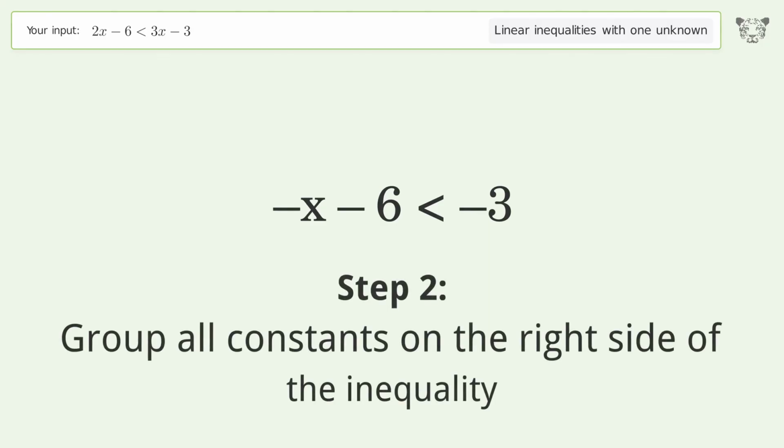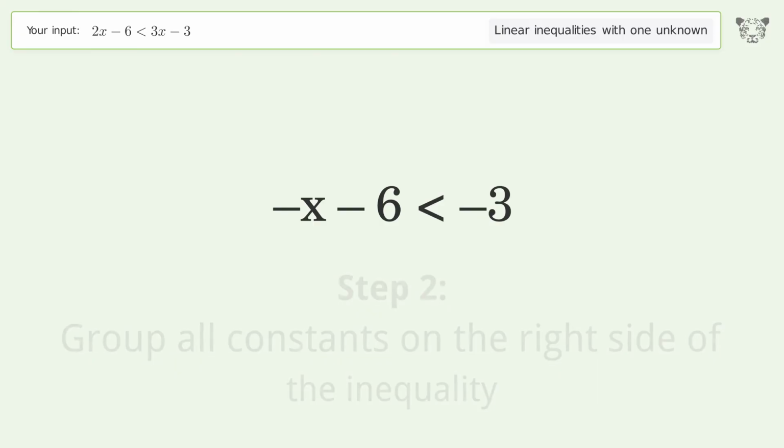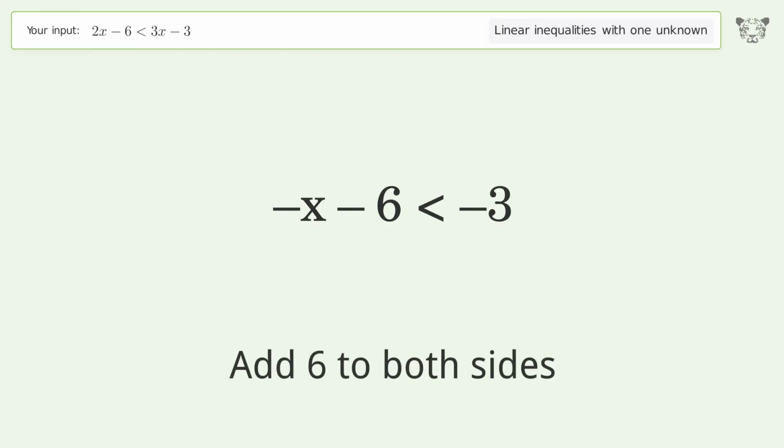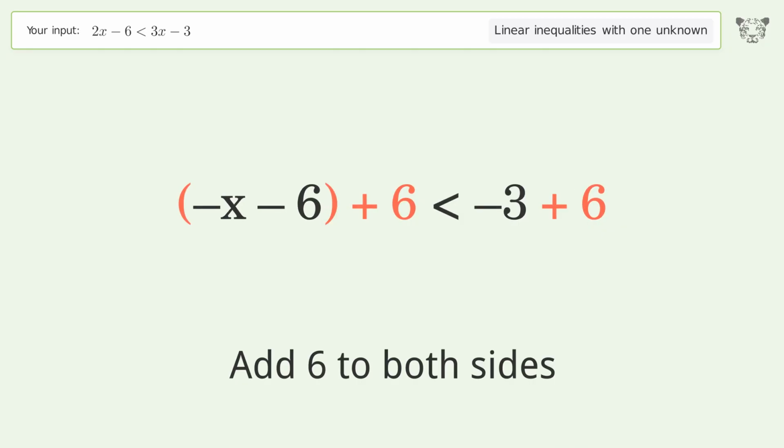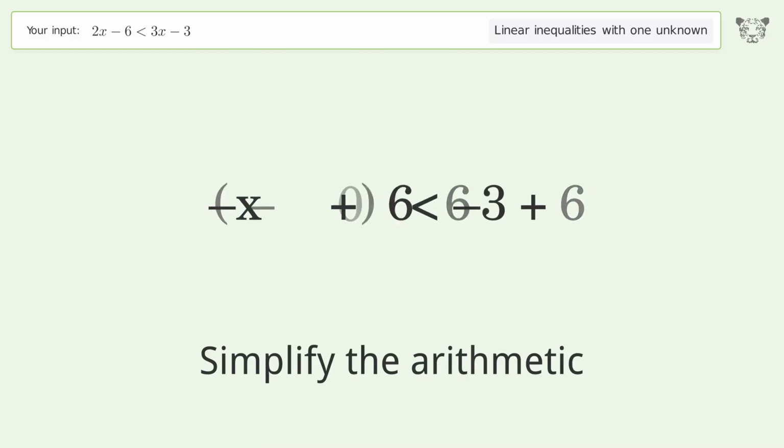Group all constants on the right side of the inequality. Add 6 to both sides. Simplify the arithmetic.